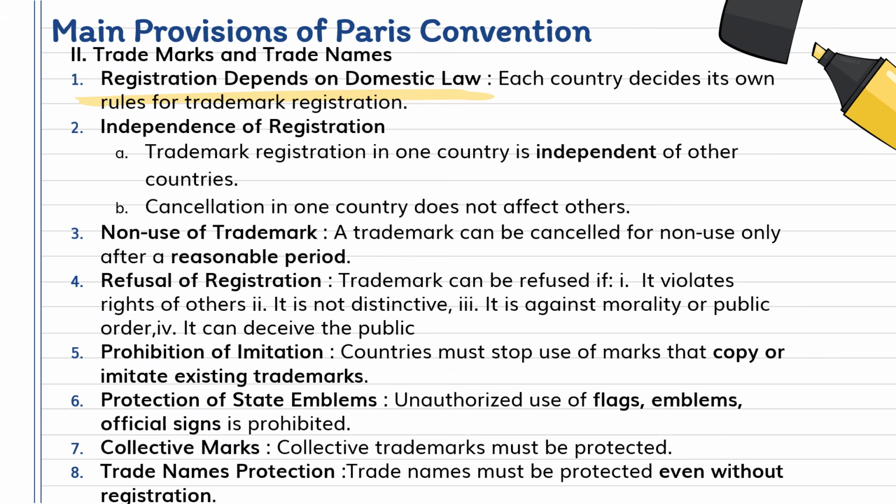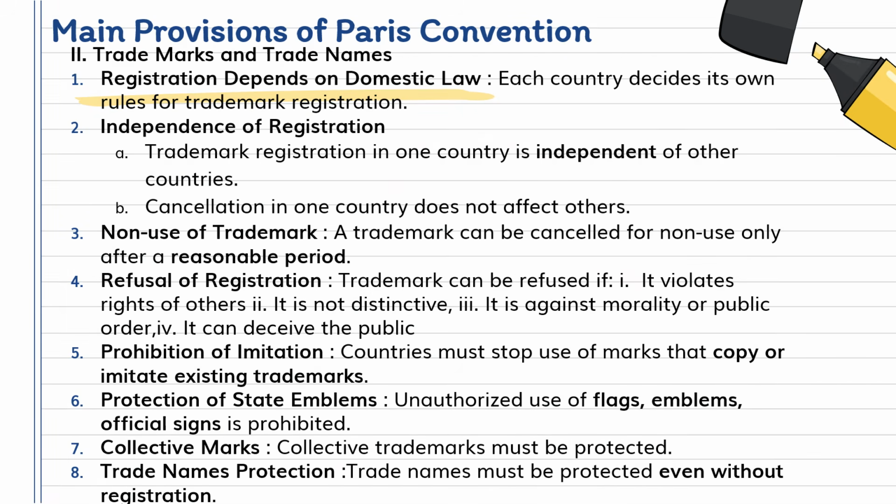Third point, non-use of trademark. A trademark can be cancelled for non-use only after a reasonable period. Fourth point, refusal of registration. A trademark can be refused if it violates the rights of others. Second, it is not distinctive. Third, it is against morality or public order. Fourth, it can deceive the public.